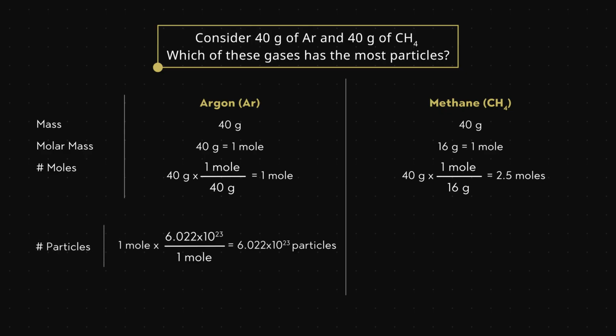So for argon, 40 grams is equivalent to 1 mole. Therefore, there are 6.022 by 10 to the 23 particles. For methane, 40 grams is equivalent to 2.5 moles. Therefore, there are 2.5 times 6.022 by 10 to the 23 particles, or 1.5 by 10 to the 24 particles.